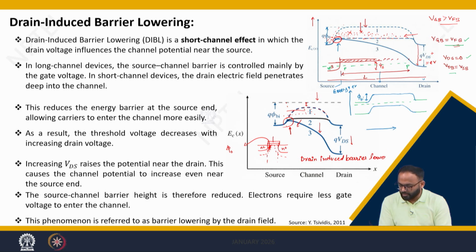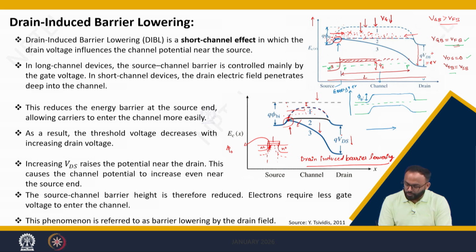Barrier lowering. The important aspect which is changed in the device is called threshold voltage, because this lowering of the barrier is ultimately related with the threshold voltage. We can simply say in long channel devices the threshold voltage was fully captured by gate voltage, right. The amount of gate voltage you required to cause depletion and inversion. In the inversion, the carriers will come from the source side and cause plenty of electrons to be available in the channel. That is what we defined as threshold voltage.